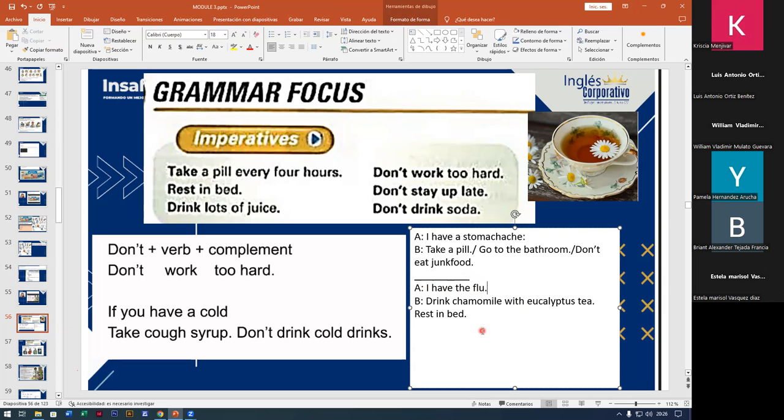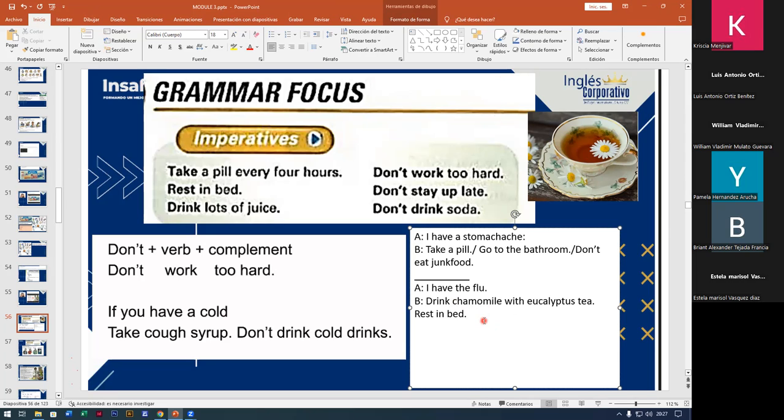I have the flu. For example, here it says, drink chamomile with eucalyptus. What's chamomile? This one is chamomile. Take manzanilla. That's right. Good. Yes, that is true. You can take other medicines, right? That's take correct. A bit of grip. Take a bit of grip. Okay.